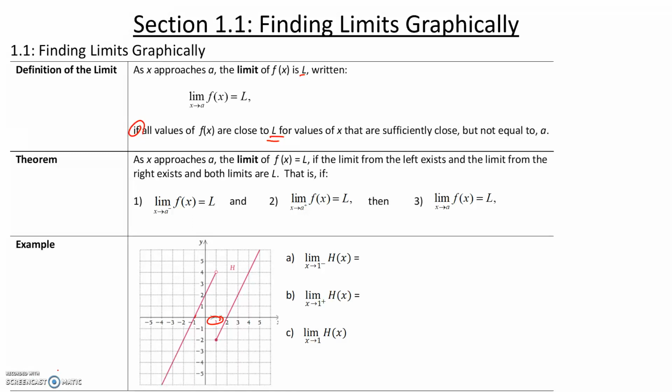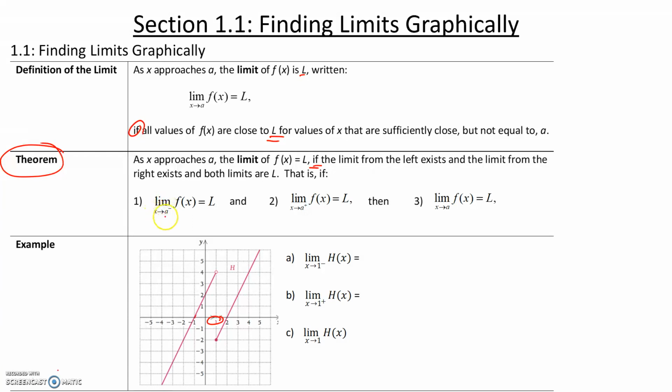Now here's a theorem. This is going to be an important theorem that we're going to use over and over again. As x approaches a, the limit of f of x equals L if the limit from the left exists and the limit from the right exists, and both limits are L. Here's a notation for that.